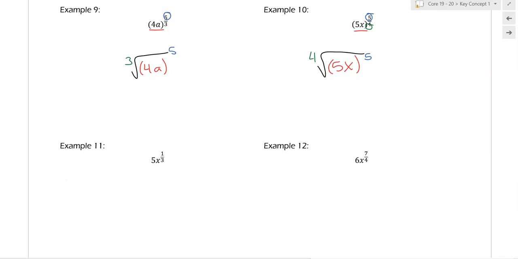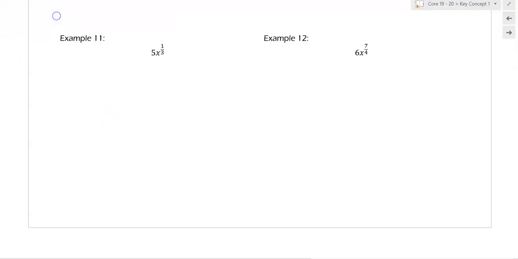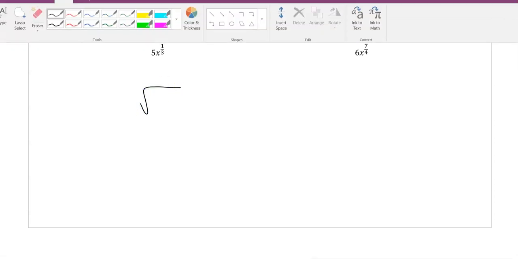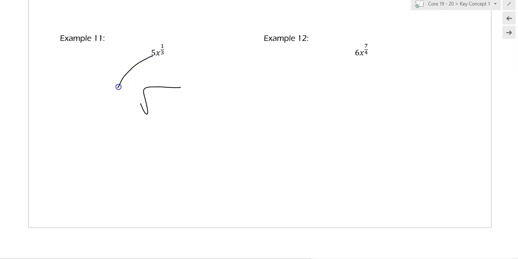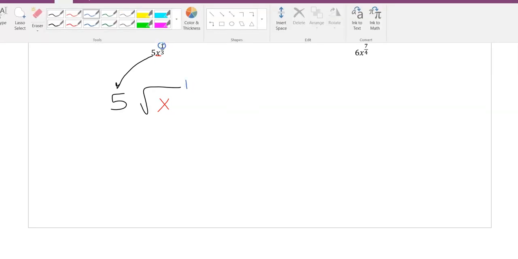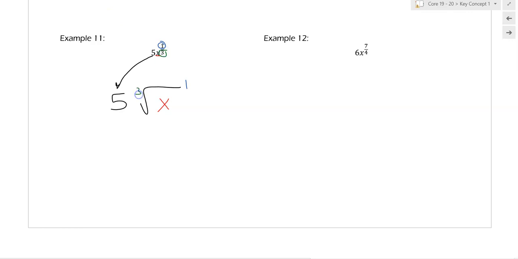If we look at example 9 compared to example 11, example 9 has parentheses. Example 11 does not have parentheses. So these do not live together. The 5, the number out in front, is still going to go out in front. It stays a coefficient. X is what has the exponent, so that's our middle. Right, left. Again, now this 1 can be hidden. So I can have 5 cube root of x.